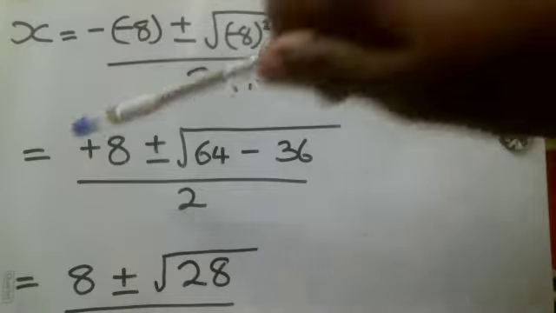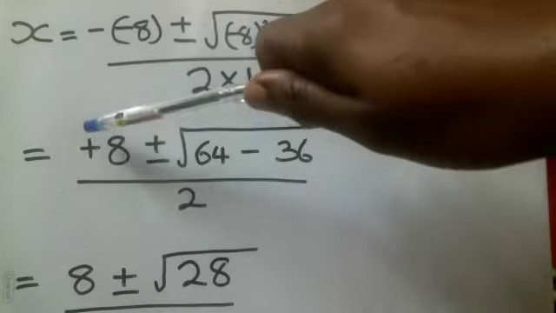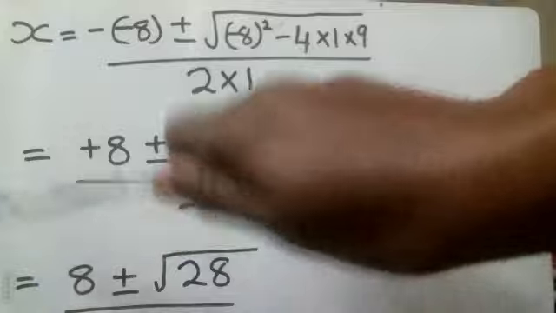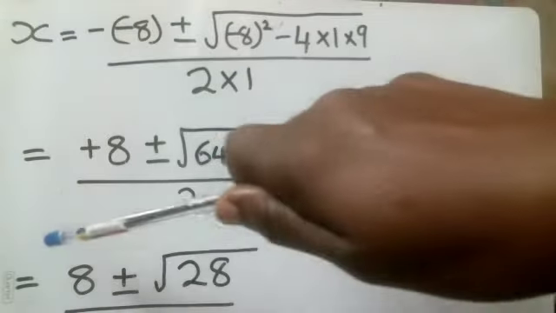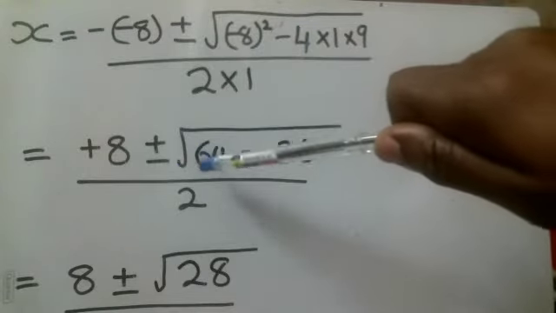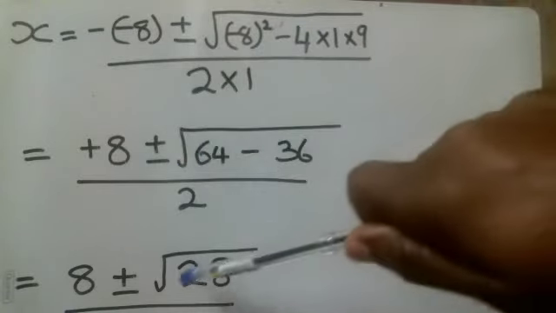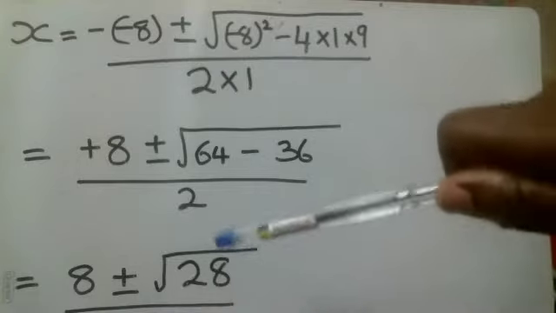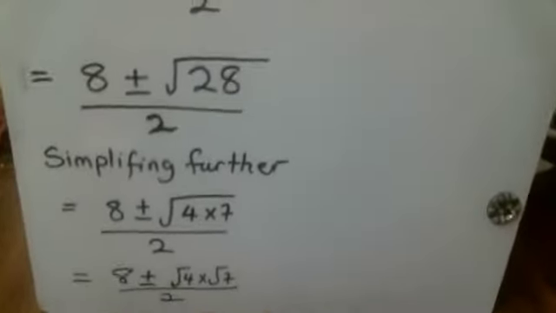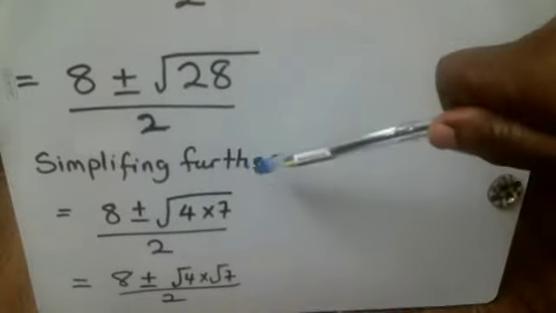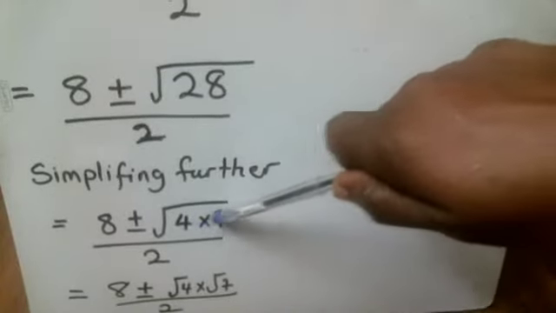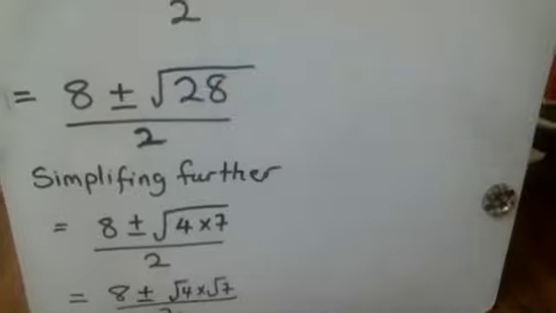So further down, 8 comes down. 8 plus 8 here can also be written as 8 without the plus sign. It's when there's a minus, you must always make sure you write the minus sign. So here we have square root of 28. Now let us simplify further. Simplifying further, 8 plus minus square root of 4 times 7. 4 times 7 is the same as 28.